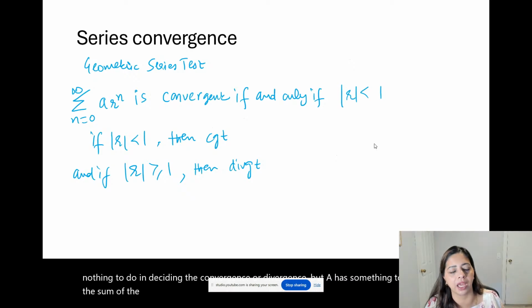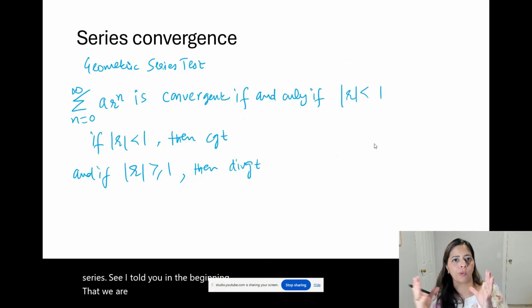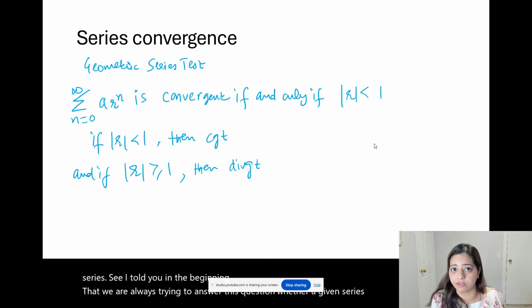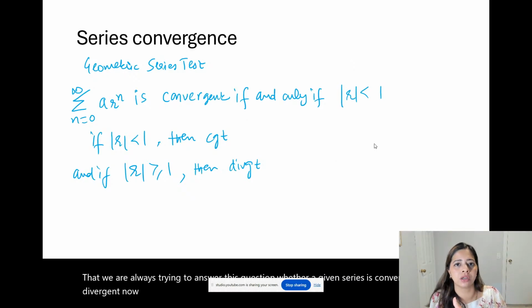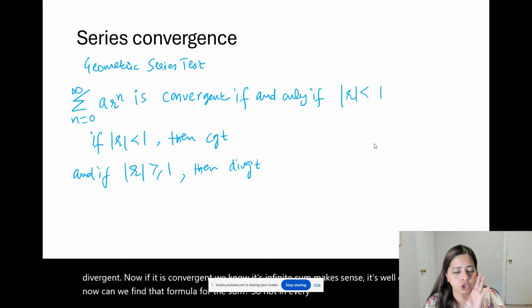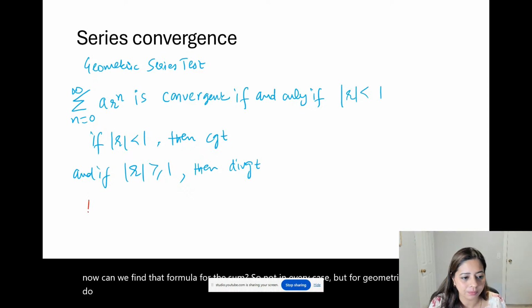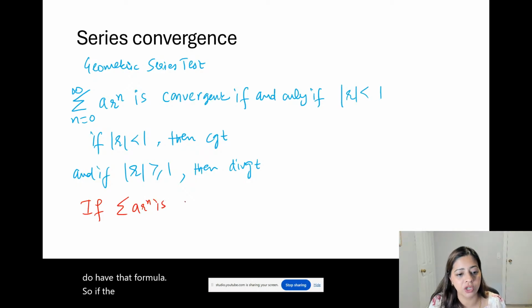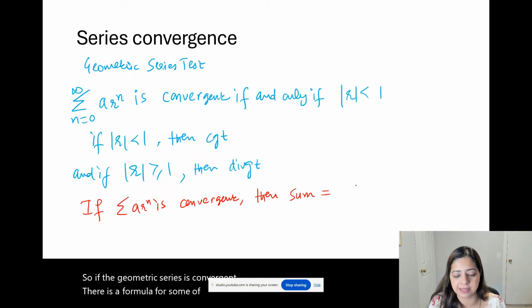See, I told you in the beginning that we are always trying to answer the question whether a given series is convergent or divergent. Now, if it is convergent, we know its infinite sum makes sense, it's well defined. So now, can we find a formula for the sum? Not in every case, but for geometric series, we do have that formula. So if the geometric series is convergent, then there is a formula for the sum of the series. Then its sum is a over 1 minus r.